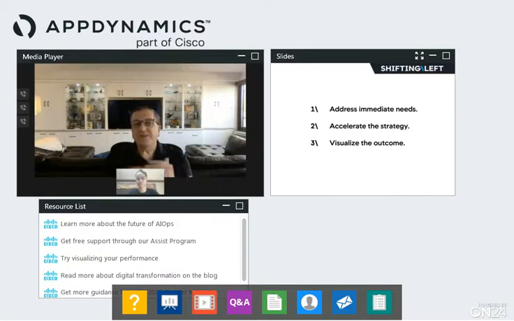So they're the 3 things. Address your immediate needs, obviously. Accelerate your strategy. You can't sit on your hands. And then make sure that you have a clear visualization of your environment, of the outcome, of what your environment looks like in 6 months' time.